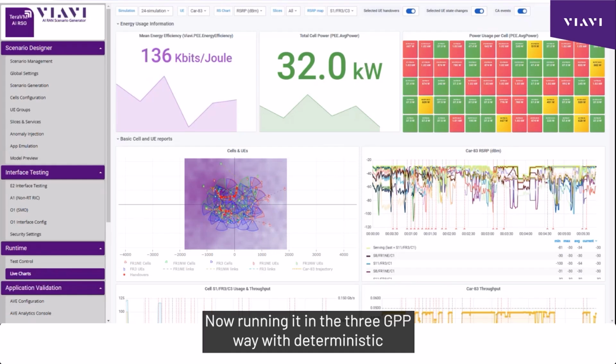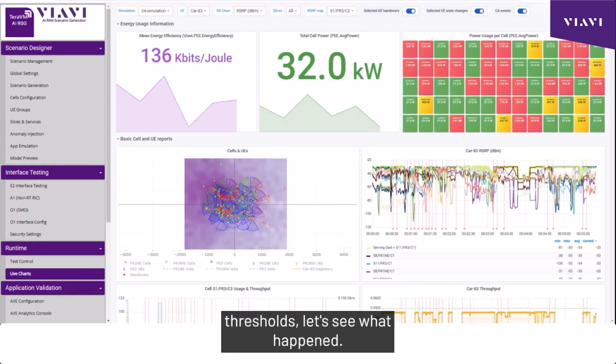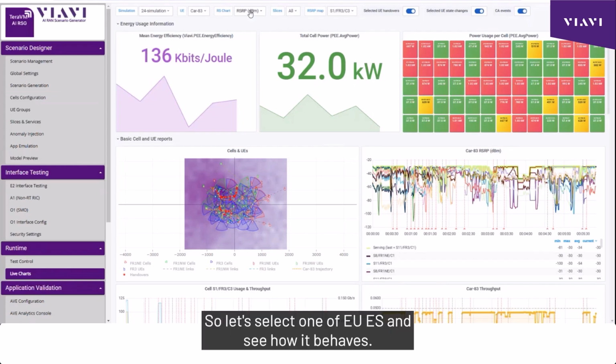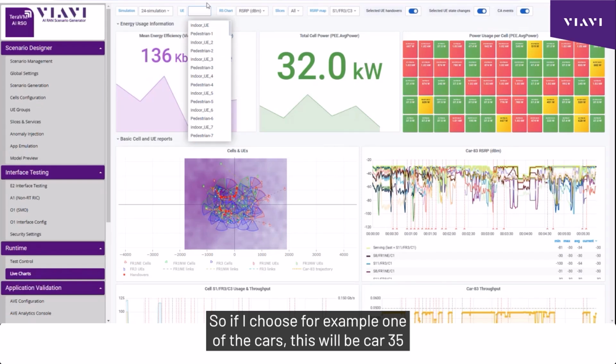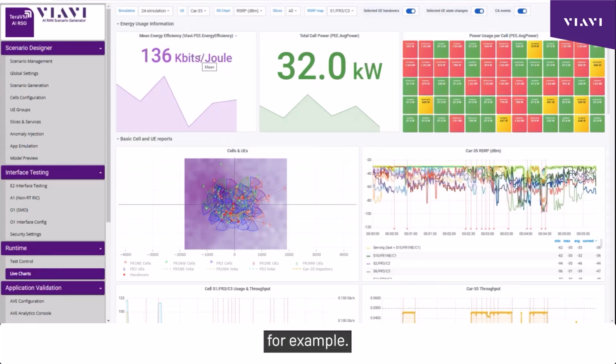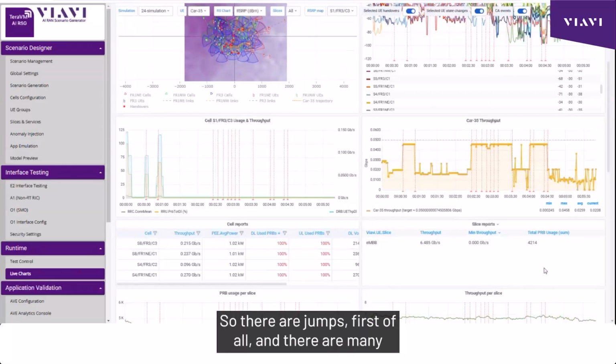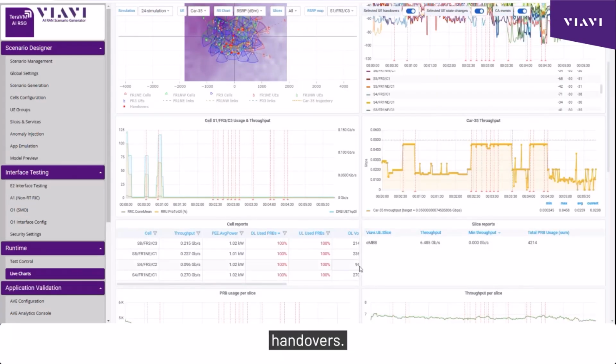Now, running it the 3GPP way with deterministic thresholds, let's see what happened. Let's select one of the UEs and see how it behaves. If I choose, for example, one of the cars, this will be car 35. Let's look for a moment at the car throughput over here. There are jumps, first of all, and there are many handovers. So let's investigate a little bit.